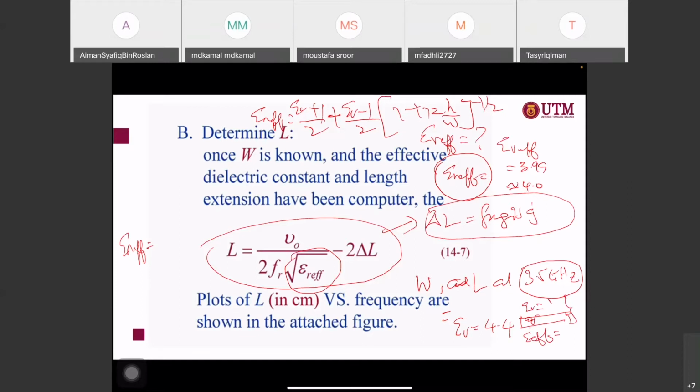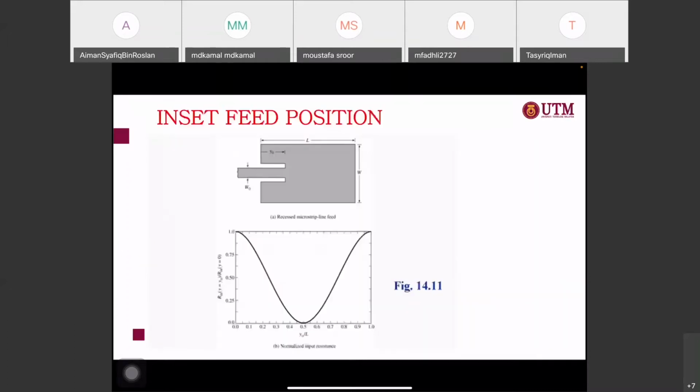Okay, so Mustafa, I want you to find out what is your L now without your fringing field here. L is equal to 3 times 10 to the power of 8 over 2 times the resonant frequency 3.5 times 10 to the power of 9, times the square root of epsilon R. Let's say you got 4 here. What is this value? If I say that there is no fringing field here, so there is no delta L, delta L is equal to 0 here. You know your W here is about 0.021, 21 millimeter. Is it?